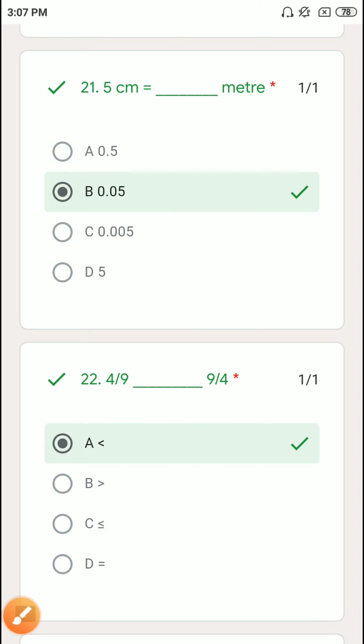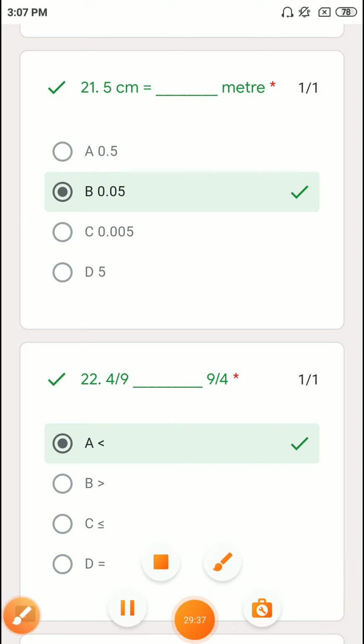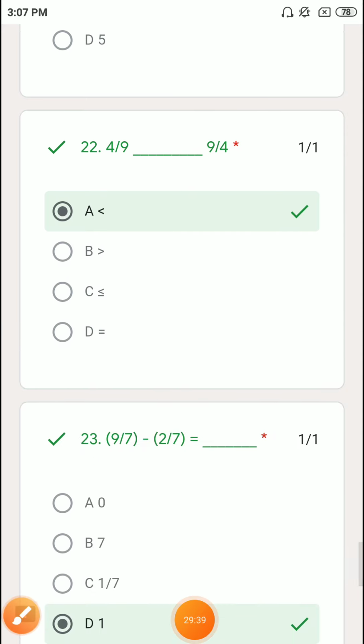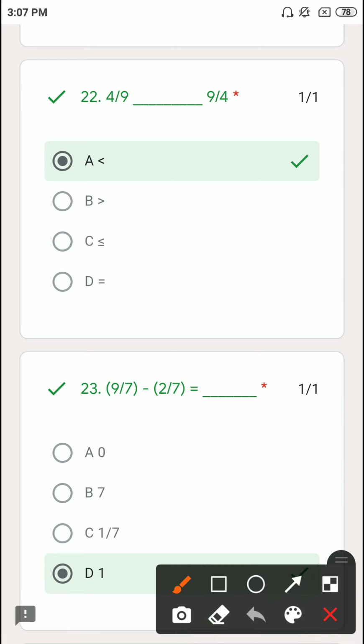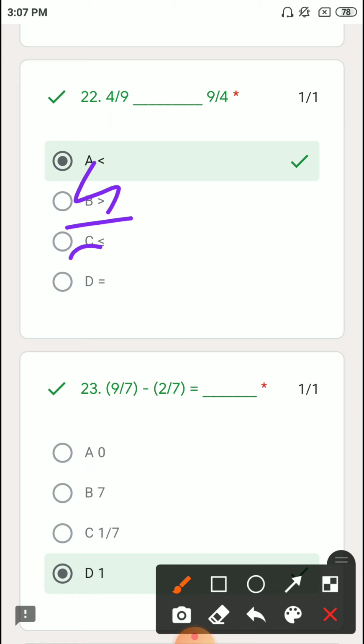Okay, so here option B is correct, 0.05. After that, question number 22: 4 by 9 and blank 9 by 4, greater than, less than, or equal to. Here we can think in two ways.